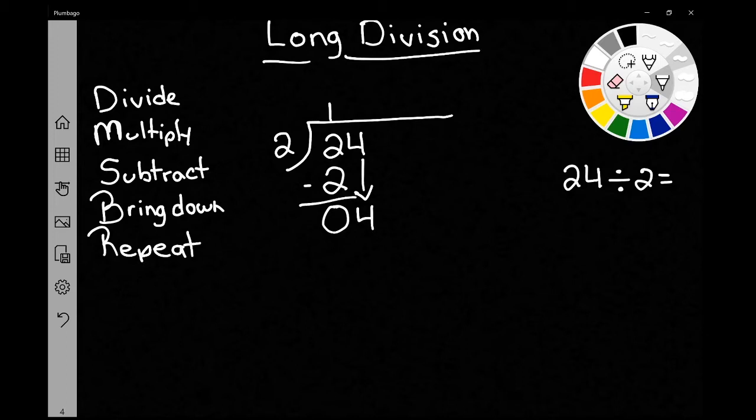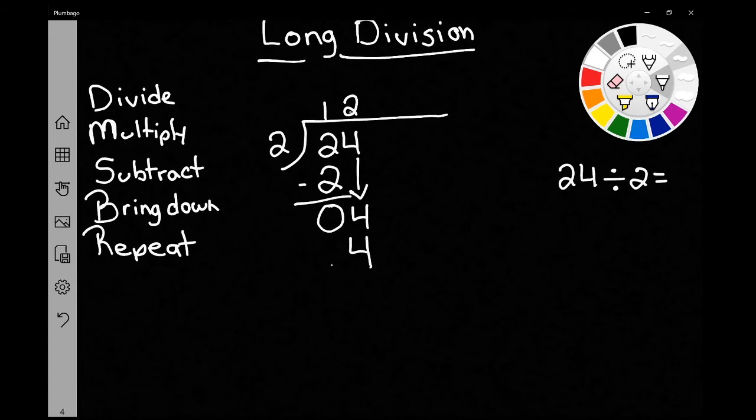So I'm going to divide again. 4 divided by 2. So how many groups of 2 are there in 4? Well, there's 2. And I'm going to write that above that digit there. Again, because I'm working with this number, the number has to go up here. Keep it nice and lined up. Next, my next step is to multiply. So I'm going to take this digit, go 2 times 2, which is 4. I'm going to write that down here.